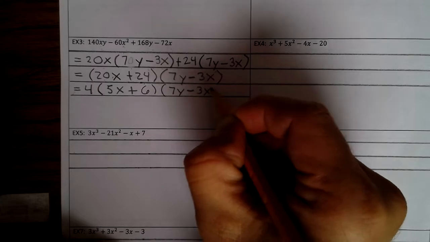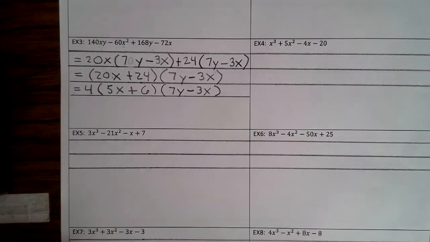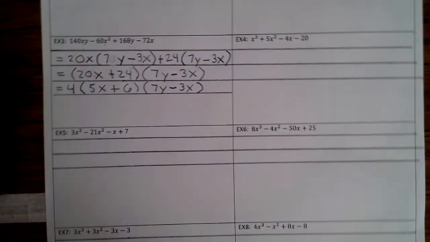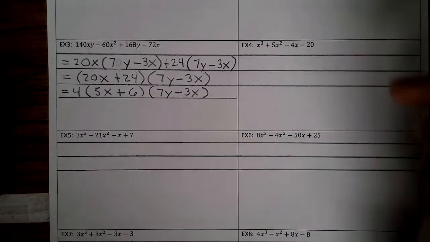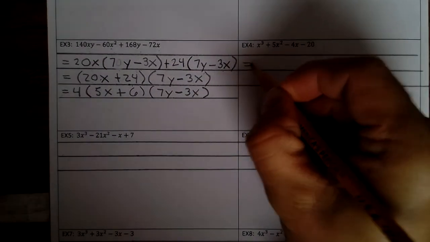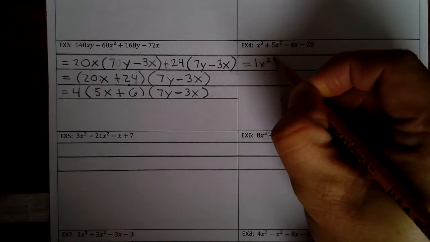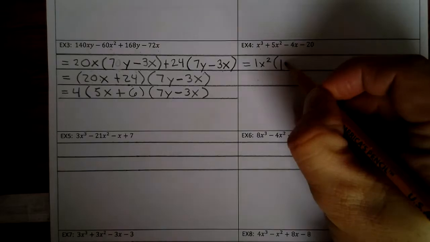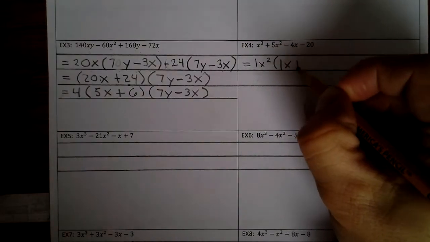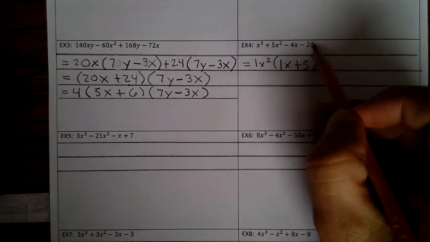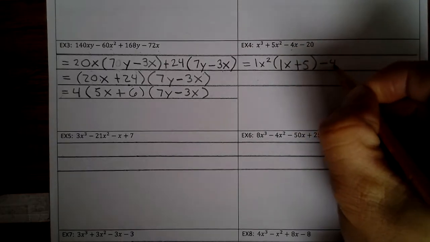All right, now let's take a look at example 4. Step 1, group the terms. They're grouped. Step 2, factor the common monomial. So here, it looks like we can factor a 1x squared from both of those, which leaves, in this case, 1x plus 5. Then it looks like we can factor a negative 4 from these two terms, which leaves 1x plus 5.